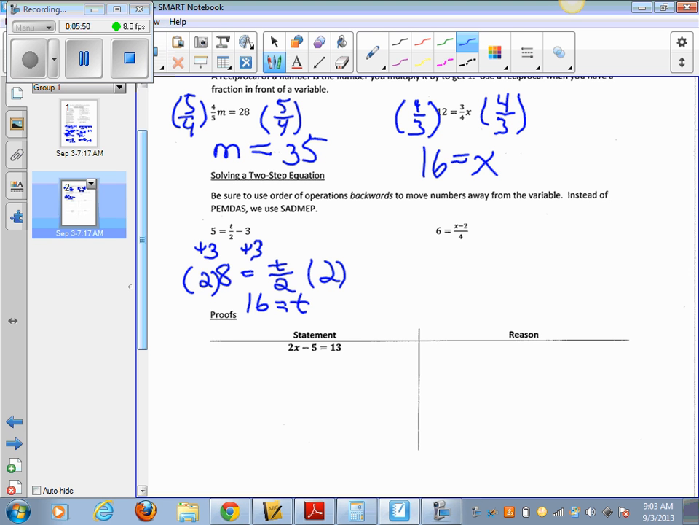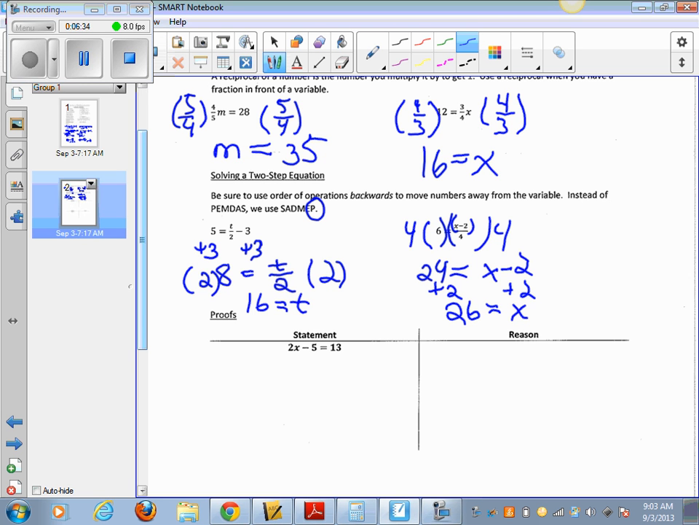And for our last one here, before we move on to proofs, which I will put into a separate video, we're going to multiply first before we do that addition, because really this is like saying the quantity x minus 2 divided by 4. So that's in parentheses, which is the very last thing that we take care of. So the first thing we're going to do is multiply both sides by 4. Gives us 24 on this side, and it's going to get rid of our denominator on the right side, so we have x minus 2.